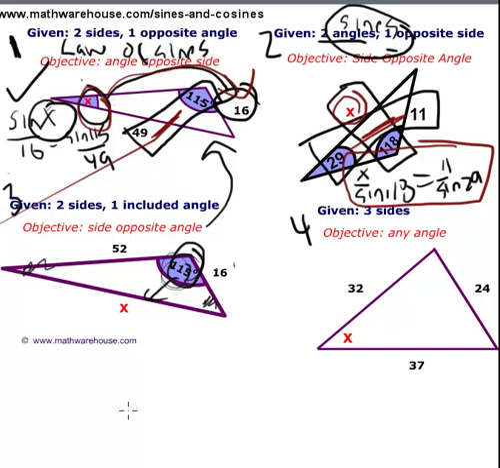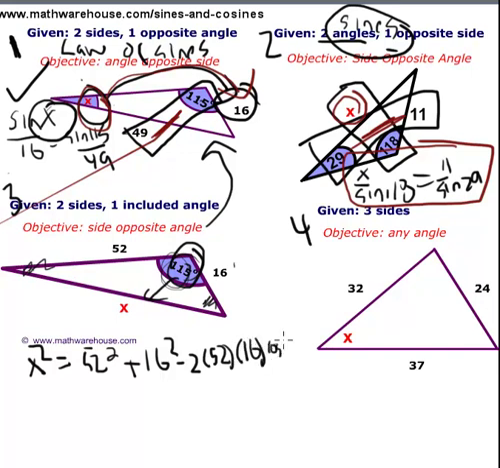So the only question now is, can we use the law of cosines? And the answer is yes. You can set up the law of cosines to find x. You can say x squared equals 52 squared plus 16 squared minus 2 times 52 times 16 times the cosine of 115. So when you know two sides, one included angle, and you're trying to get the side opposite the angle, it's a law of cosines problem.